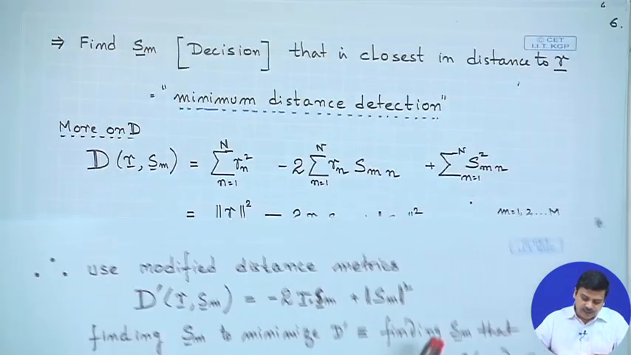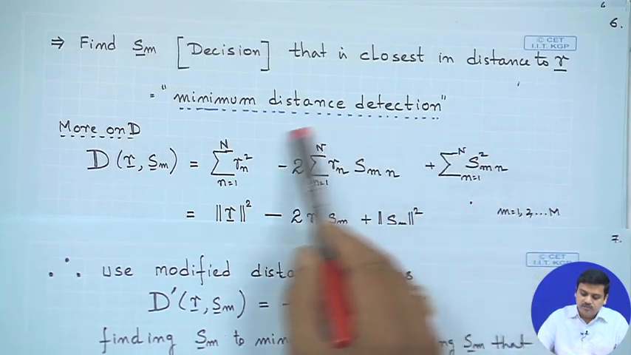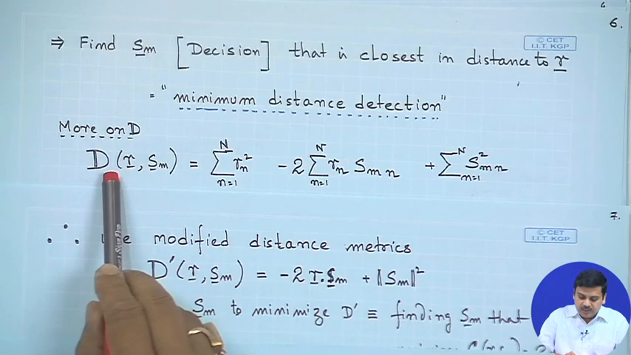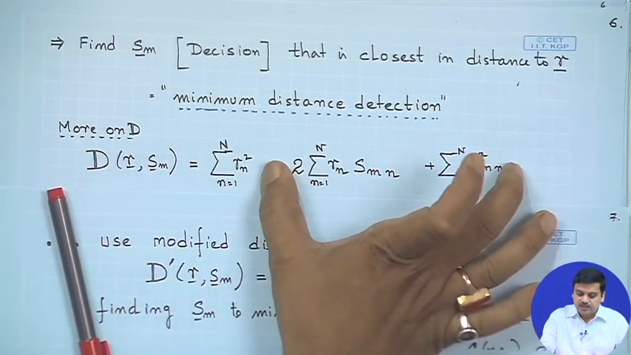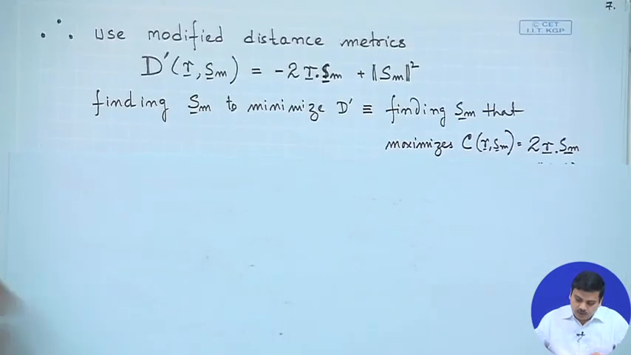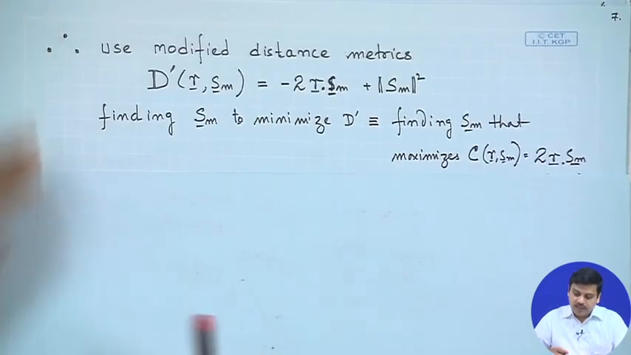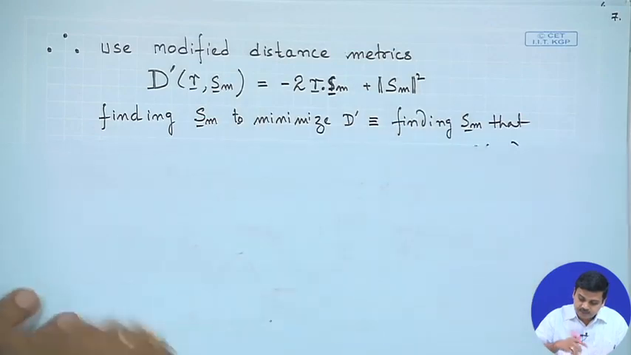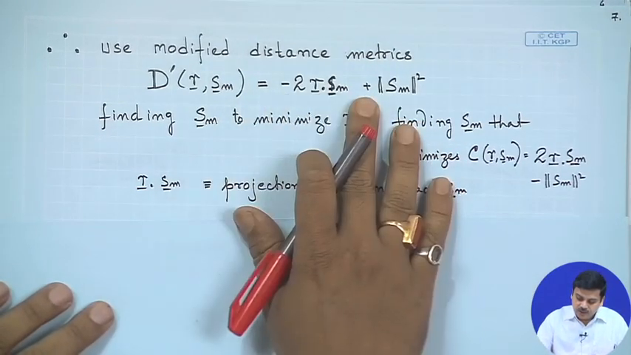So, we have to find Sm that minimizes d, which is the same as finding the one which minimizes this expression, right. So, d minimization, since this is a positive term, is the same as minimization of the rest of the term, because this is not influencing. So, if we look at d prime, we could also say that instead of minimizing this, we could write it by changing the notation of sign.